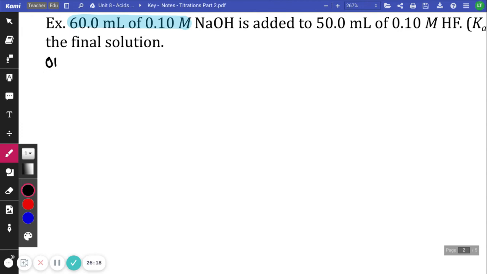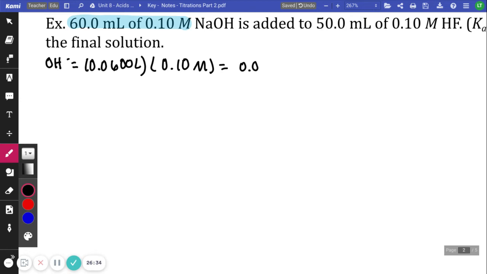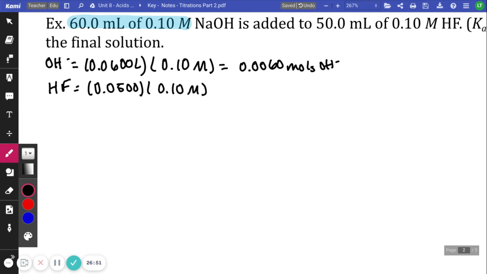So my moles of hydroxide is equal to our liters, which is 0.06, times our molarity. And when we solve, I got 0.0060 moles of hydroxide. And then our moles of HF is going to be equal to our liters, which is 0.05, times our molarity, which is 0.1. And when we solve there, we get 0.005 moles of HF.